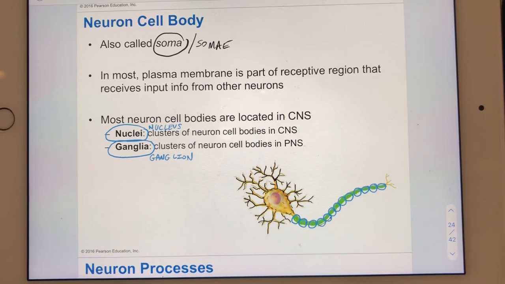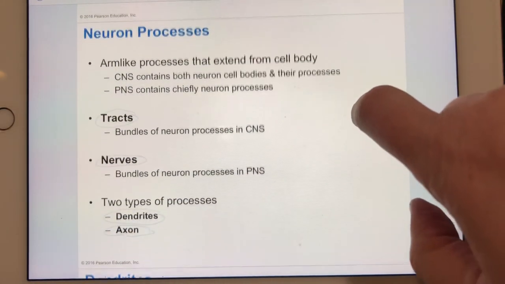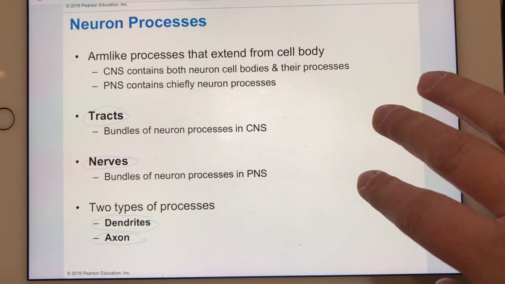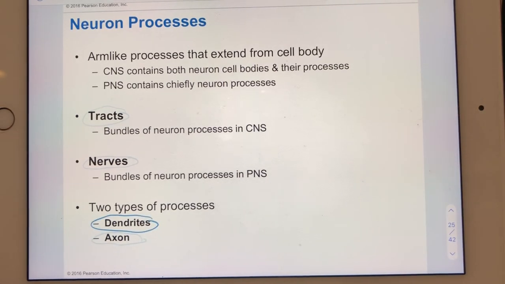Okay, let's look at the next slide. Again, the processes that a neuron may feature include dendrites and an axon. Okay. When these axons in particular are bundled together in the central nervous system, we call those tracts. And when they're bundled together in the peripheral nervous system, we call those nerves. Nerves. Okay. Let's look at the next slide.